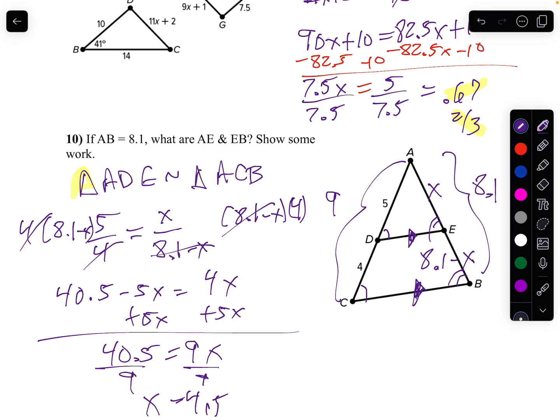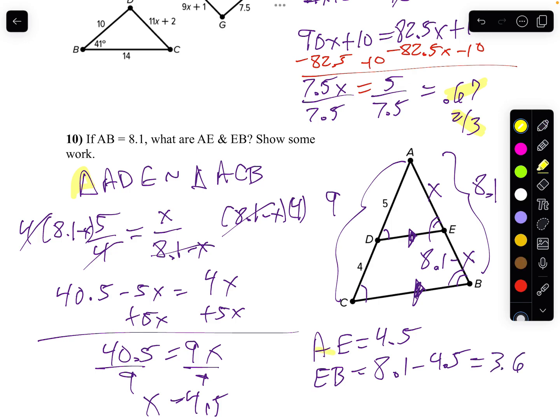In other words, A to E is 4.5. Then to find E to B, I just take 8.1 minus 4.5. And we get 3.6. There are no units on this answer, so that's all you have to do.